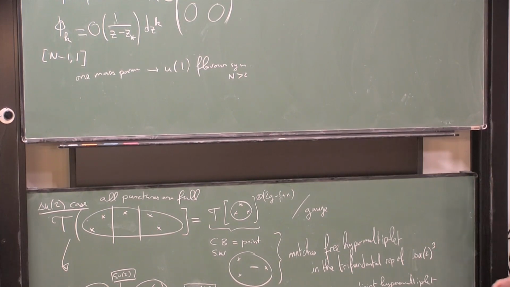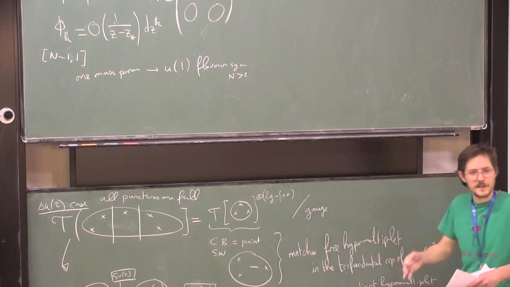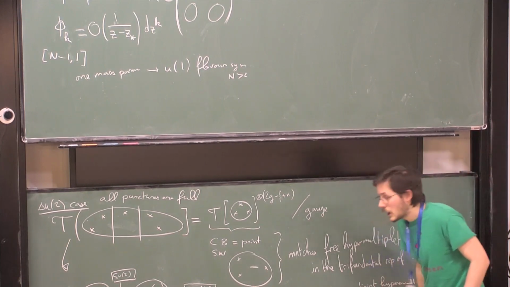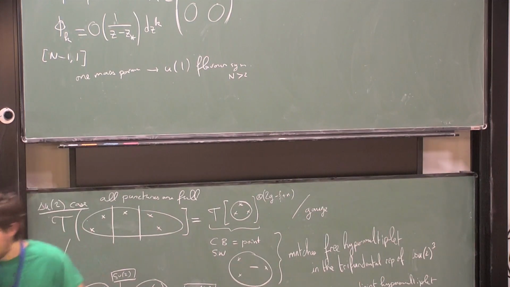And in fact, it's basically this matching that told Gaiotto and collaborators that they had the right matching of parameters and so on. So this is the SU2 case.